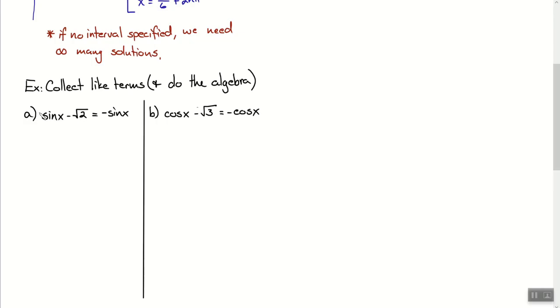So this first problem: sine x minus root 2 equals negative sine x. If we wanted to think about the graph, I know that we could graph it. And I'm not interested in drawing the graph and trying to estimate where all these solutions exist.